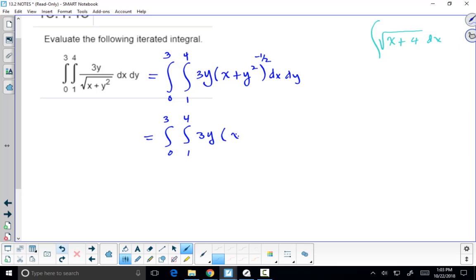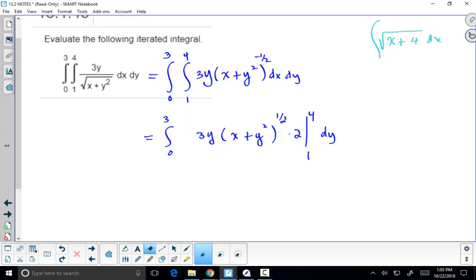So we're going to get x plus y squared to the positive 1/2 divided by positive 1/2, which means multiplied by 2. The reverse chain rule, the derivative with respect to x is just 1, so we don't have to worry about that. And then this should be evaluated from 1 to 4, and I should be erasing this integral right here, because we just integrated with respect to x.